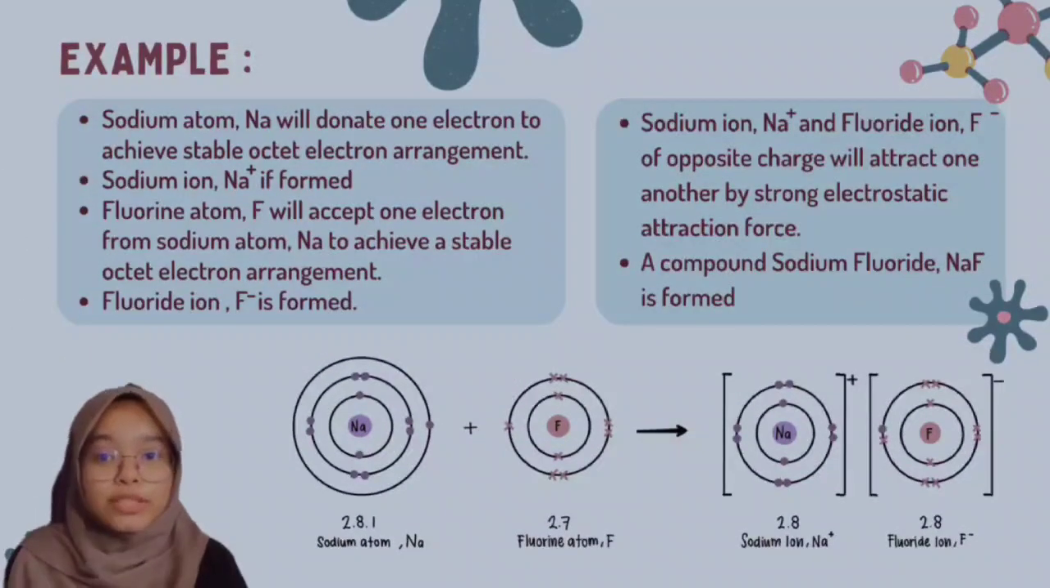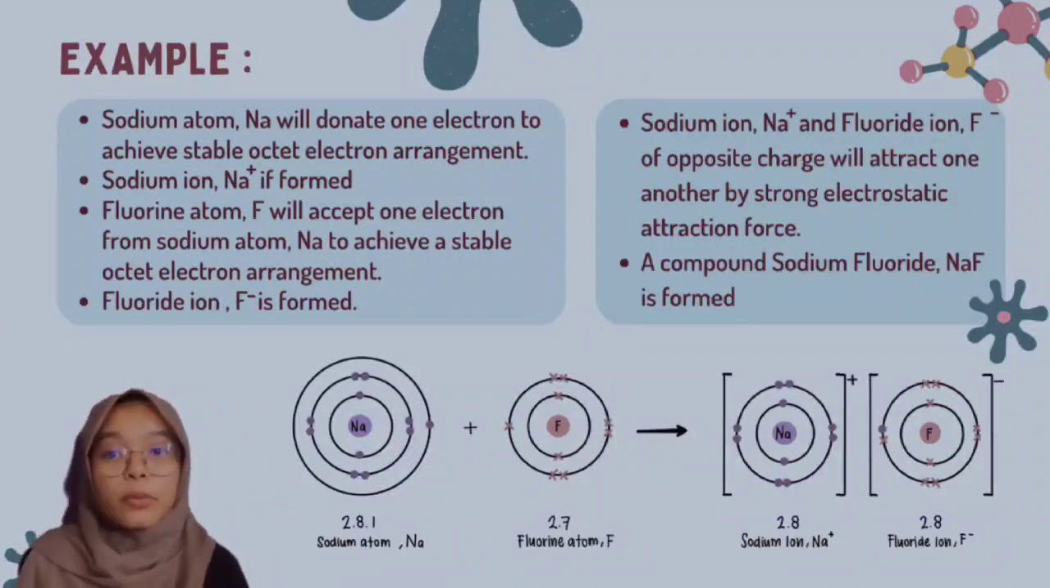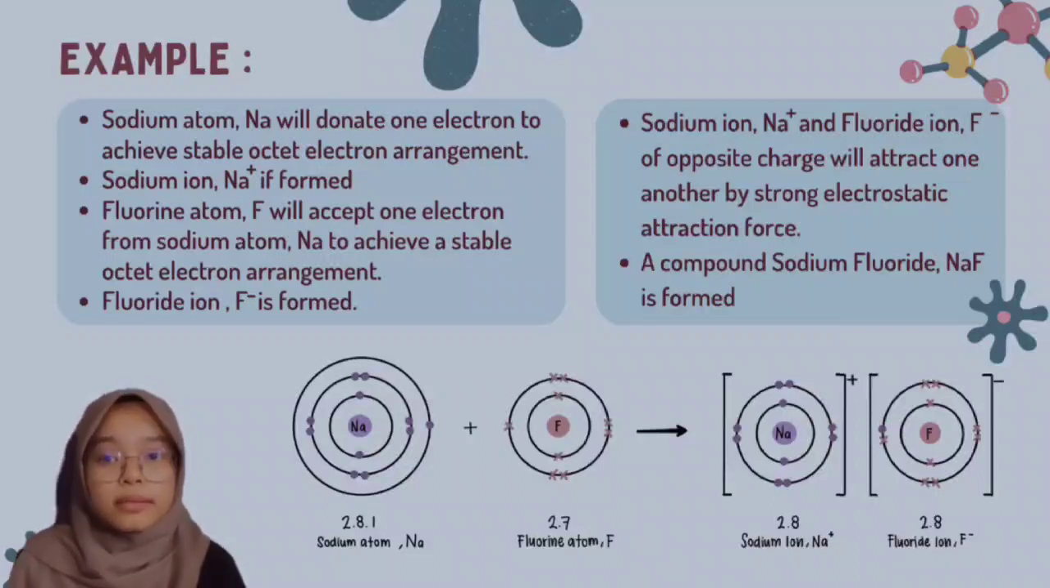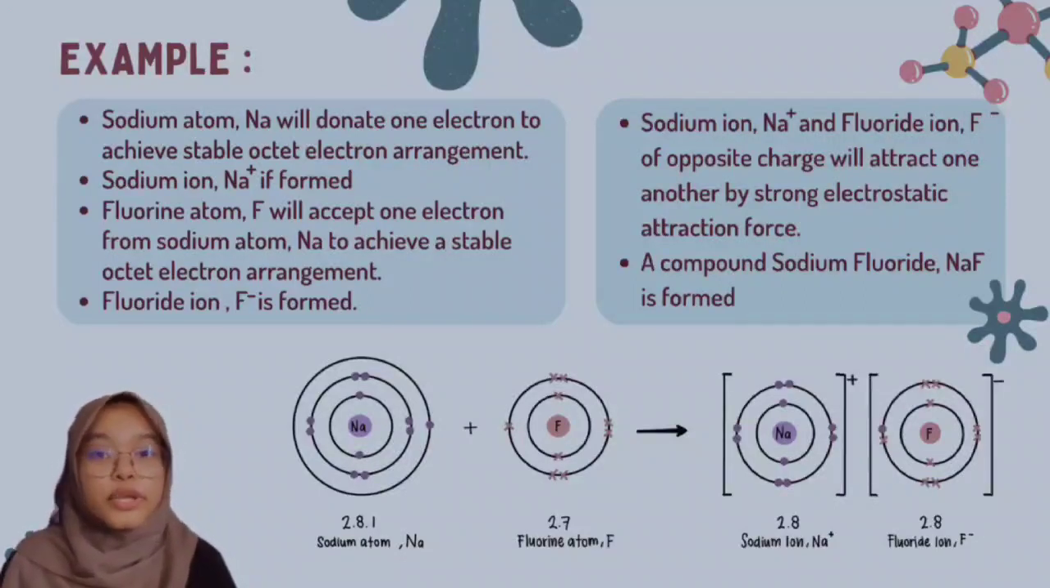Sodium atom Na will donate one electron to achieve stable octet electron arrangement. Sodium ion Na+ is formed. Fluorine atom F will accept one electron from sodium atom Na to achieve a stable octet electron arrangement. Fluoride ion F- is formed. Sodium ion Na+ and fluoride ion F- of opposite charge will attract one another by strong electrostatic attraction force. A compound sodium fluoride NaF is formed.